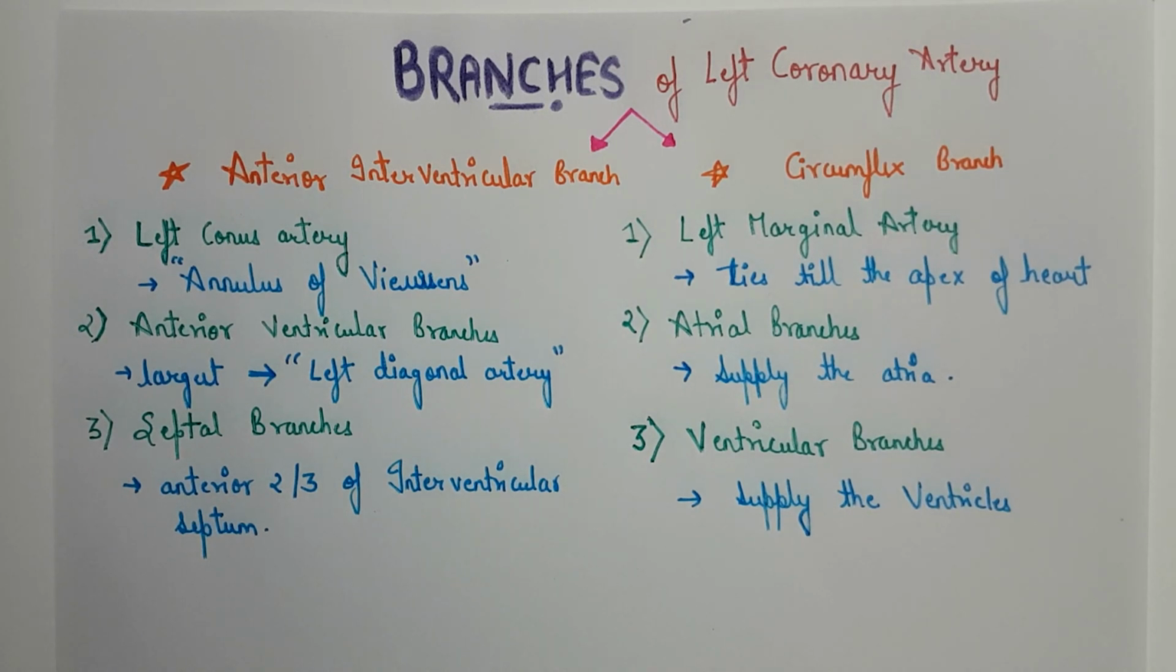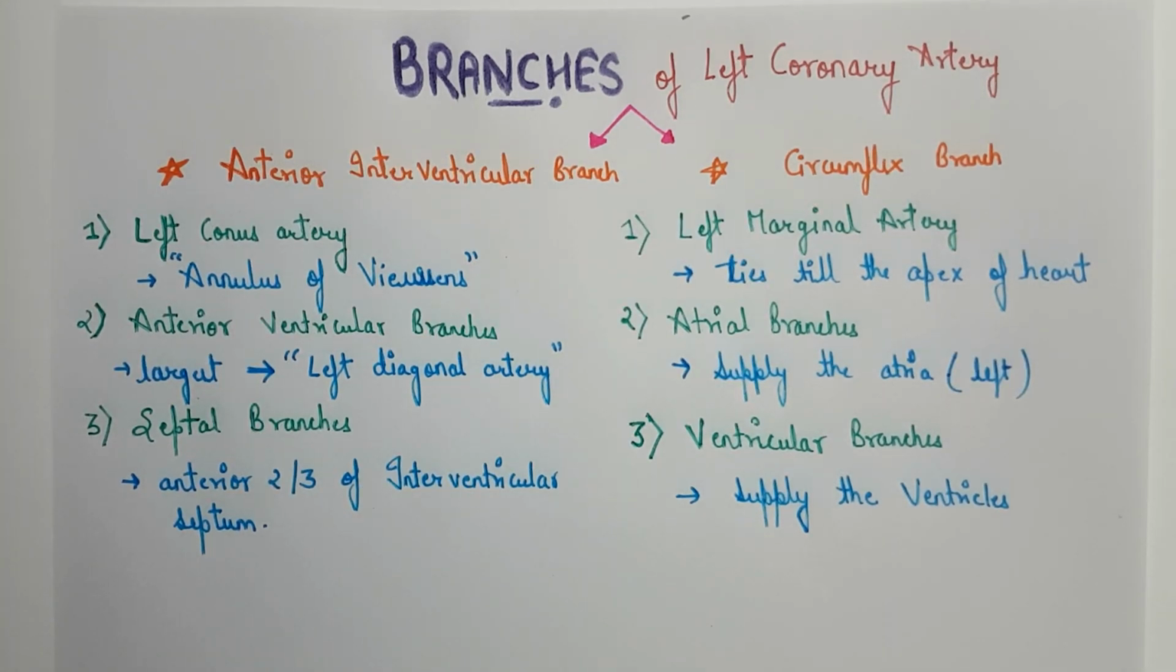Now let us take a quick revision of the branches of the left coronary artery. There are two main branches. First, the anterior interventricular branch. Second, the circumflex branch. The sub-branches of the anterior interventricular branch are the left conus artery, anterior ventricular branches and the septal branches. Whereas the circumflex branch gives the left marginal artery, atrial branches and the ventricular branches.